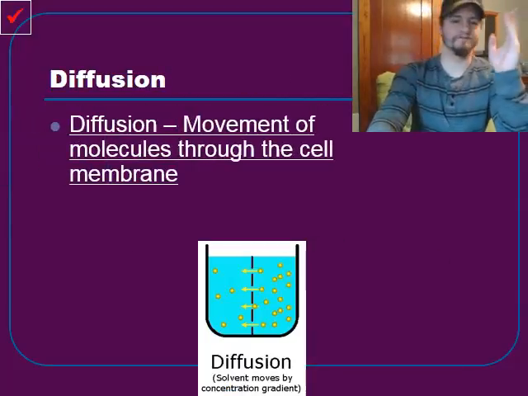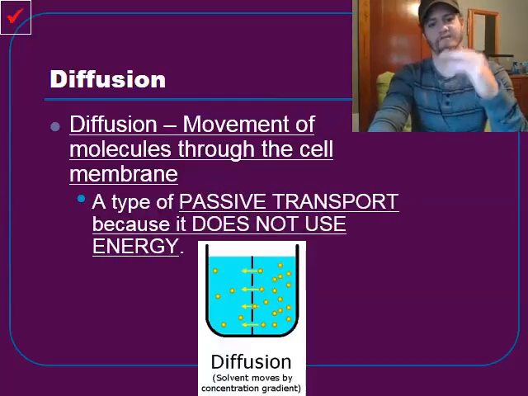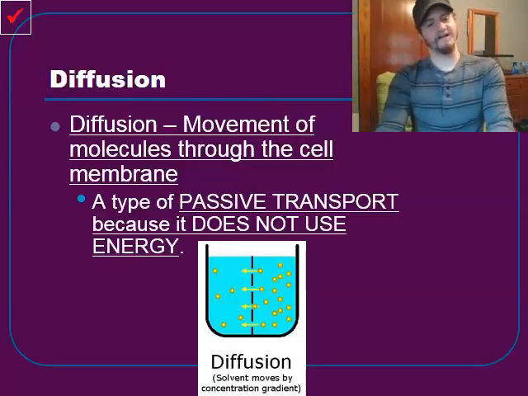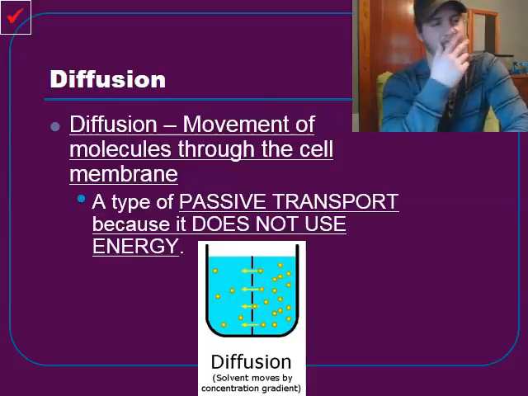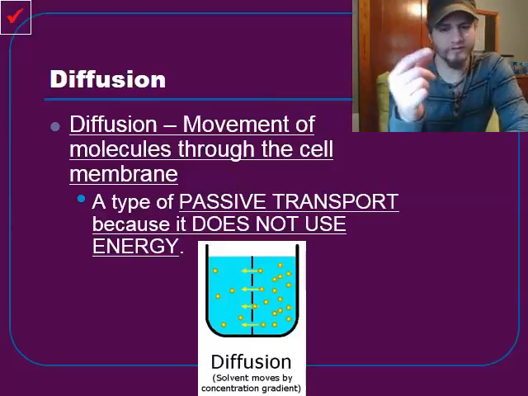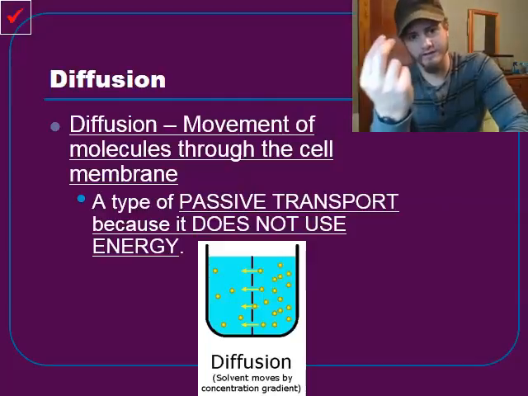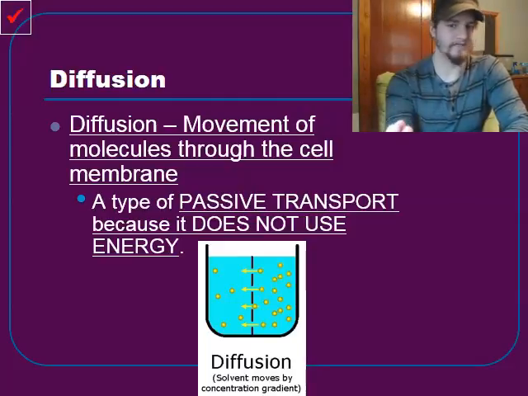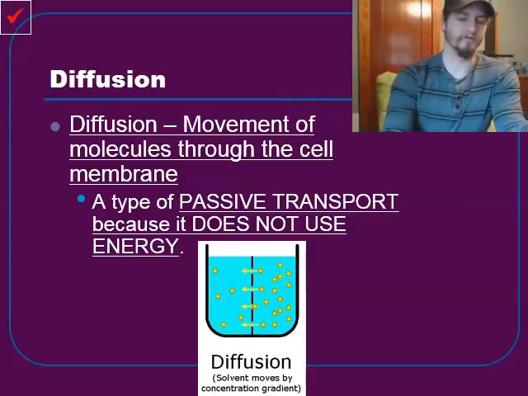So diffusion. Diffusion is the movement of molecules through a cell membrane. It's a type of passive transport that does not use any energy. So what we were talking about in the last slide is basically diffusion. Think about it when you put something like food coloring into a cup of water or a beaker of water, the color is very, very dark initially, right? But over time, it's going to spread throughout the rest of the beaker or the cup until you have one big uniform color.